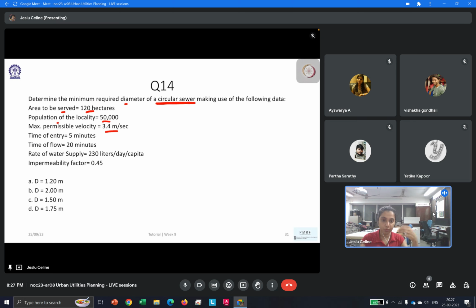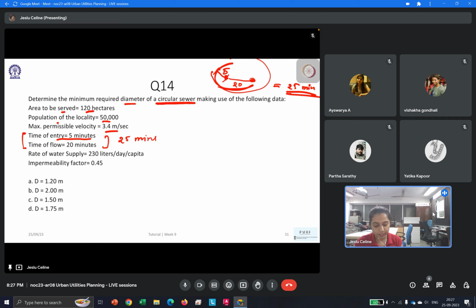Before, the diameter was given in the previous numerical, and we had to find the velocity. Now velocity is given, we need to find the diameter. Now we are also given the time. We discussed that we have an inlet over here, and the point of concentration is here. So we have two times, the inlet time and the travel time. Inlet time is given to be 5 minutes, travel time is given to be 20 minutes. So your overall time of concentration will be 25 minutes.